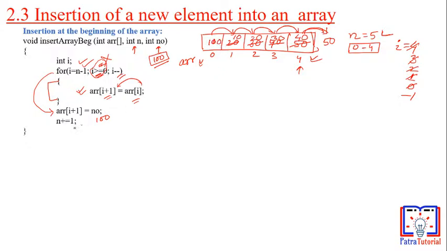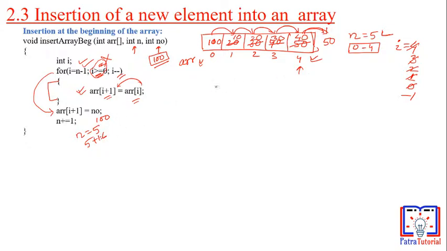Now see, the next line is n equal to n plus 1. Previously n was what? 5, right? Now 5 plus 1 equal to 6. Okay, 6. So the size of the array is incremented by 1.